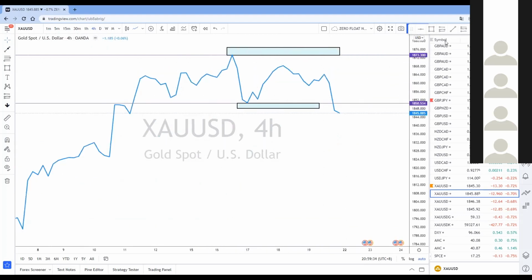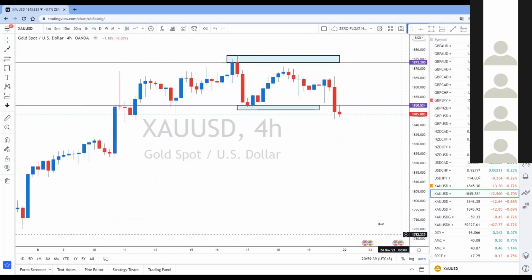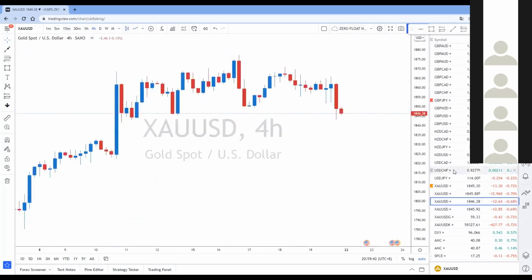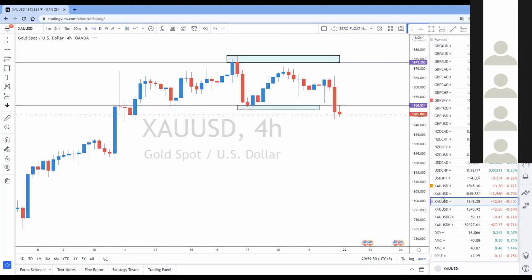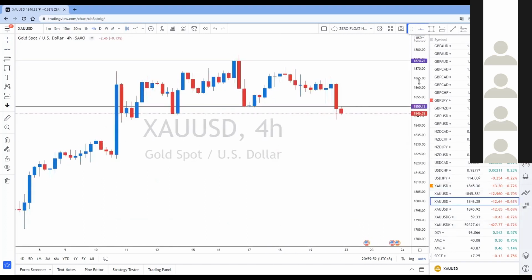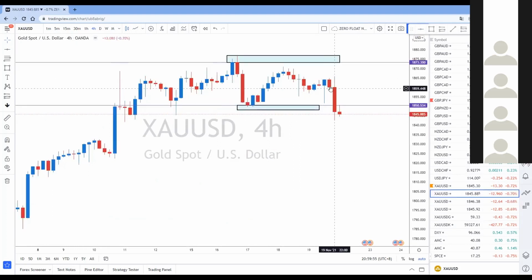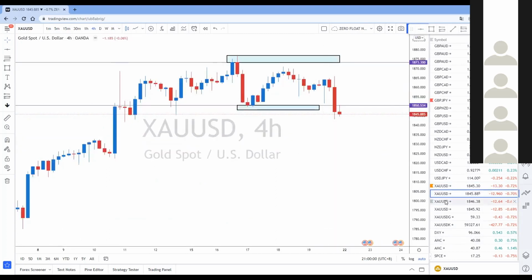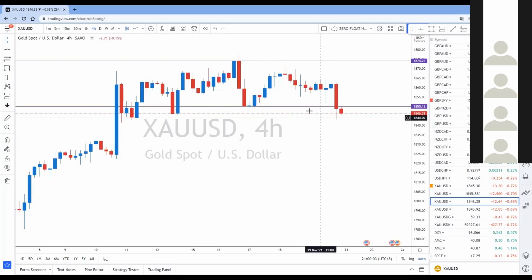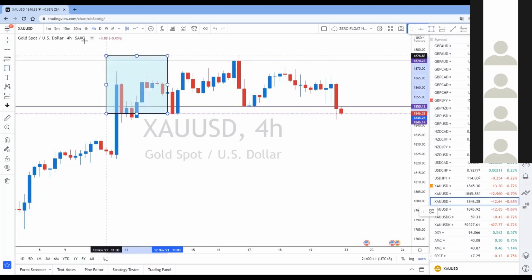I will mark our danger zone on this OANDA broker, and then on this Saxo broker I will mark the danger zone SNR as well. Both of these brokers have different areas, but price reacts at almost the same place. However, the candlesticks are different for OANDA and also Saxo. So I will just mark both.